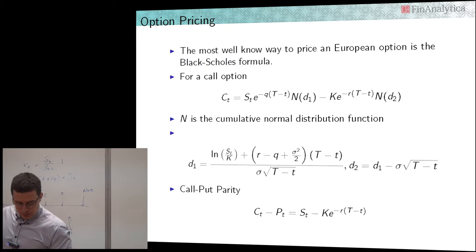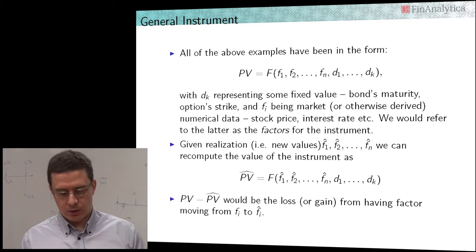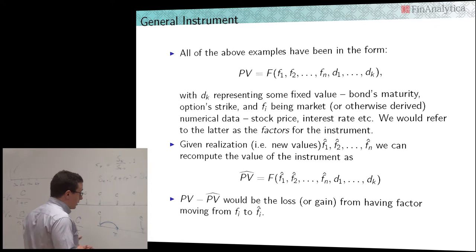So we have this decomposition of the price of an instrument based on a formula between random components and fixed terms and conditions. And imagine this, we observe today the factors. These are the factors today.